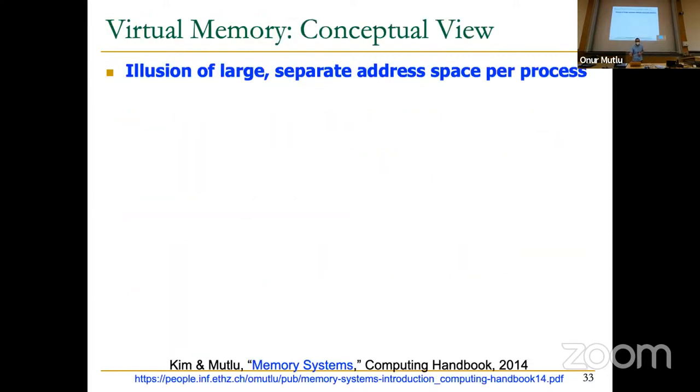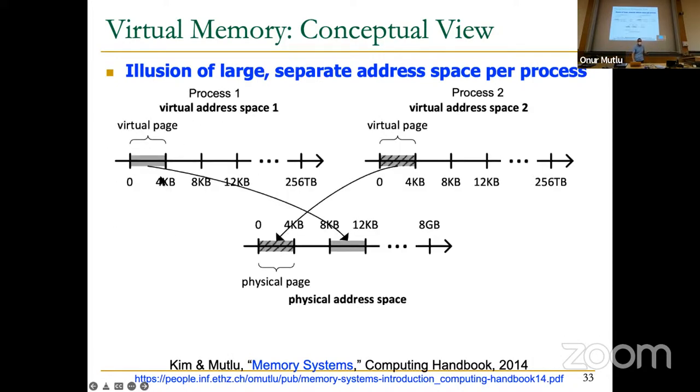Okay, so conceptual view. This is from the book chapter that we wrote that is assigned to you for all of the memory lectures. Basically, we want to provide the illusion of a large separate address space per process. It kind of looks like this, right? Process one has this virtual address space. Process two has the same size virtual address space. They're independent. And you can see that it's 48 bits byte addressable, 256 terabytes each. And your physical address space can be only 8 gigabytes. What you do is you chunk the virtual address space into what are called pages. This is very similar to how we chunk the memory address space into blocks, right?